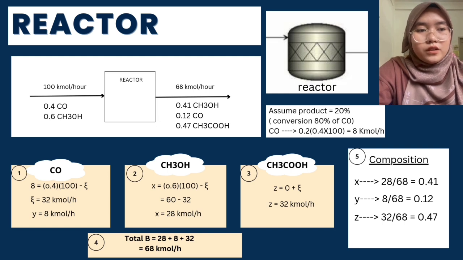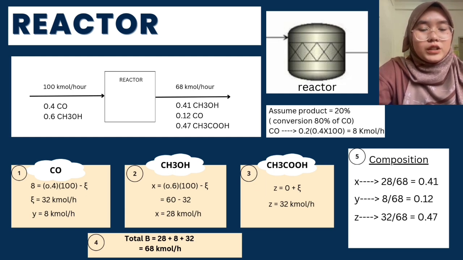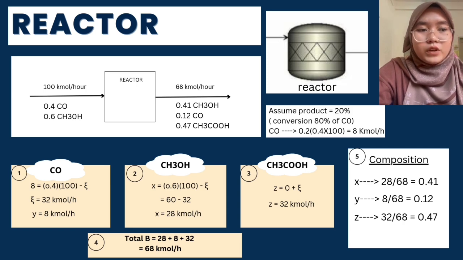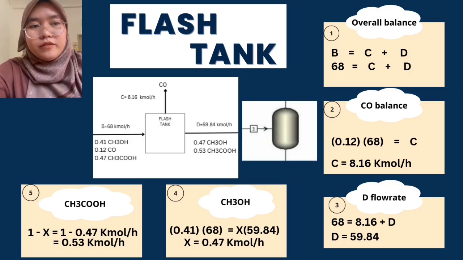So we go to make the balance of CO. We will get the composition of Y, which is for the CO 8 kilomole per hour. And then we move on to the next composition, which is CH3OH for methanol, and we will get the X of the composition 28 kilomole per hour. And next we go for the mass balance for acetic acid. We will get the composition 32 kilomole per hour. So from this we will get the total B flow rate, which is the outlet stream for the reactor, which is 68 kilomole per hour.